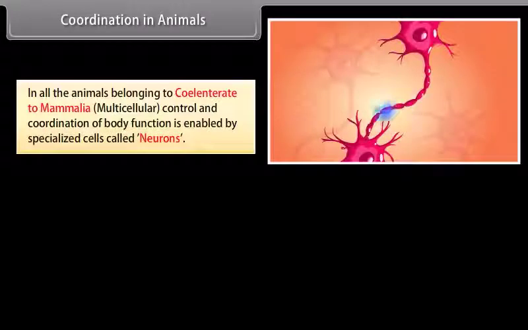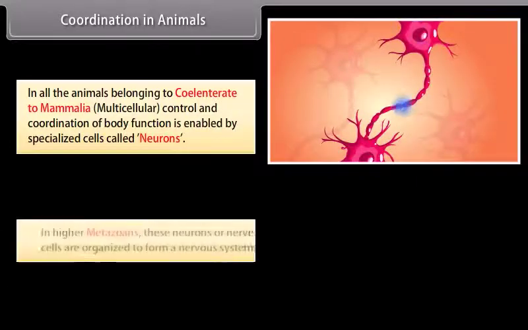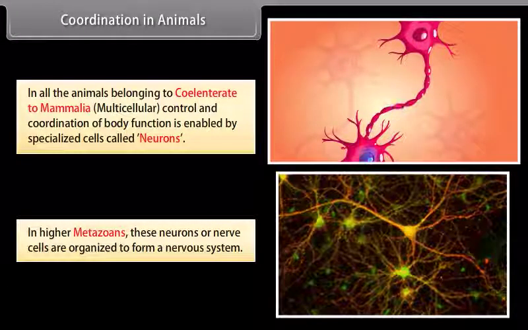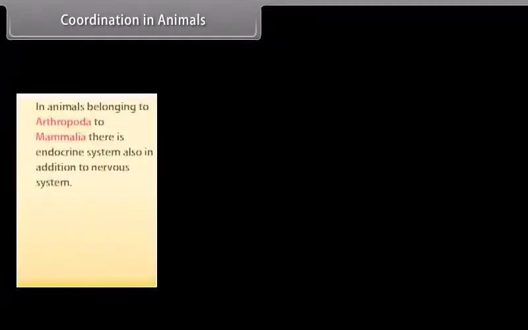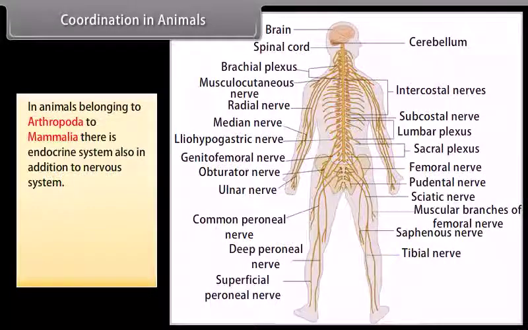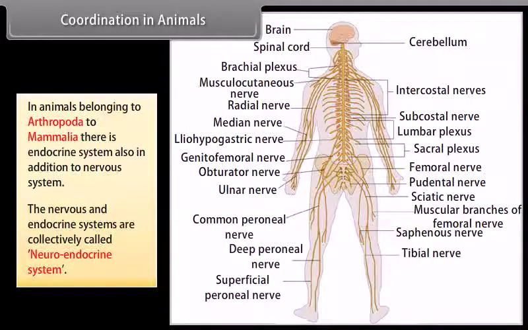Coordination in animals. In all the animals belonging to coelenterate to mammalia, multicellular control and coordination of body function is enabled by specialized cells called neurons. In higher metazoans, these neurons or nerve cells are organized to form a nervous system. In animals belonging to Arthropoda to mammalia, there is an endocrine system also in addition to the nervous system. The nervous and endocrine systems are collectively called neuroendocrine system.